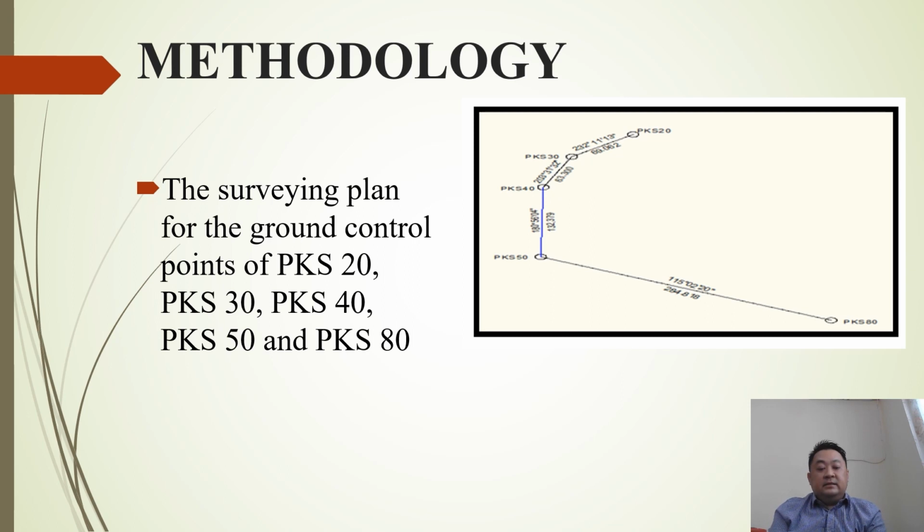This is the surveying plan for the ground control points of PKS 20, PKS 30, PKS 40, PKS 50, and PKS 80. This surveying plan is processed by using AutoCAD software to show the location of the ground control points.